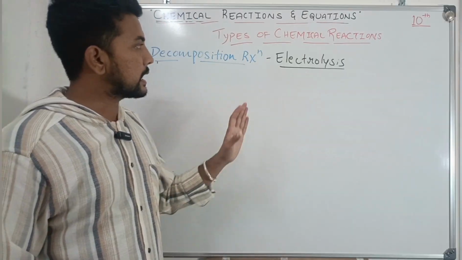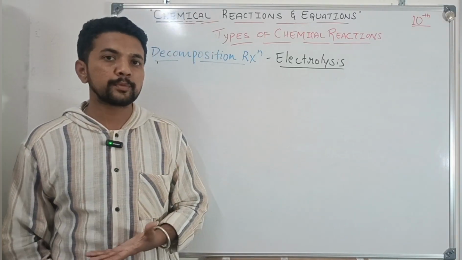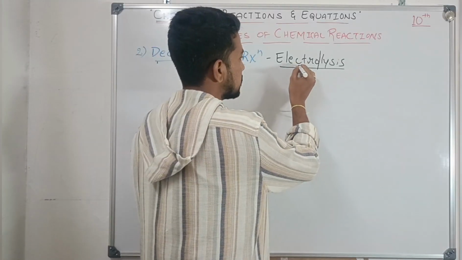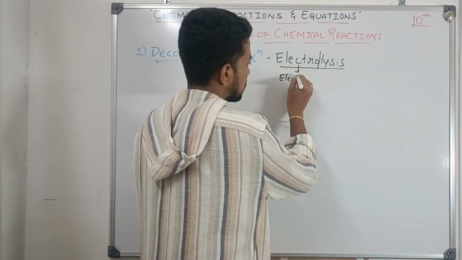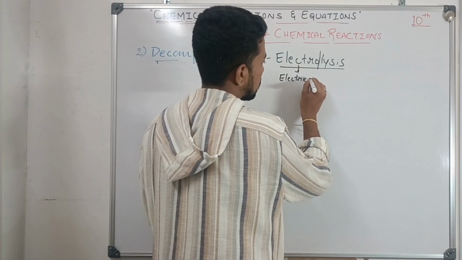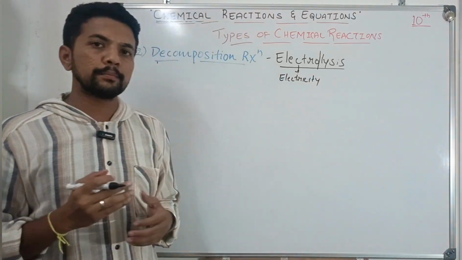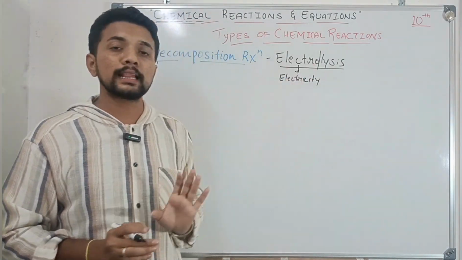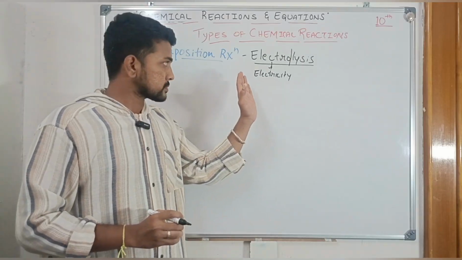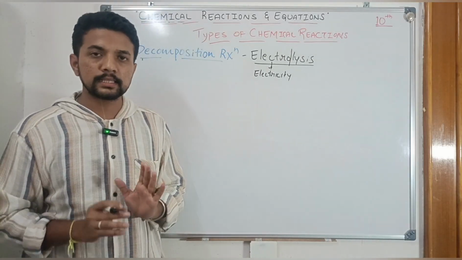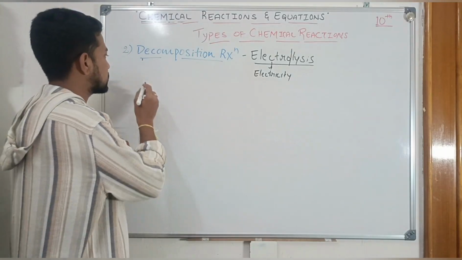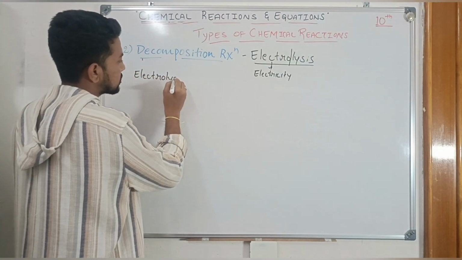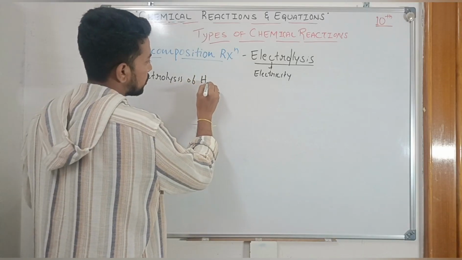Okay, next is electrolysis or electrolytic decomposition process. Here lysis means breakdown, electro means electricity or electric current. So the breakdown of the substances with the help of electric current is called electrolysis. In this topic you have a diagram, that is the electrolysis of water. One of the examples is electrolysis of water.